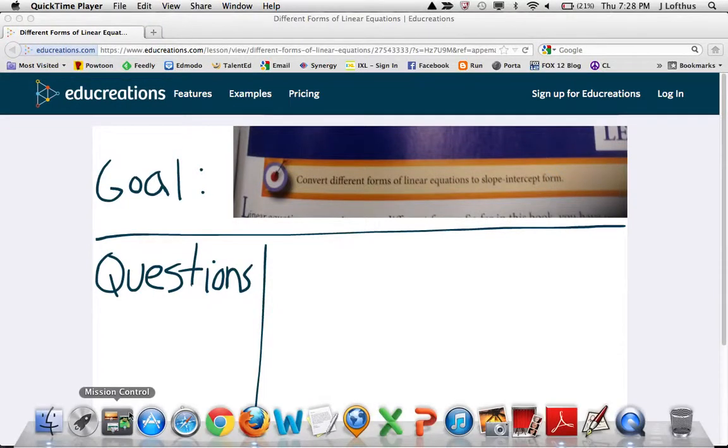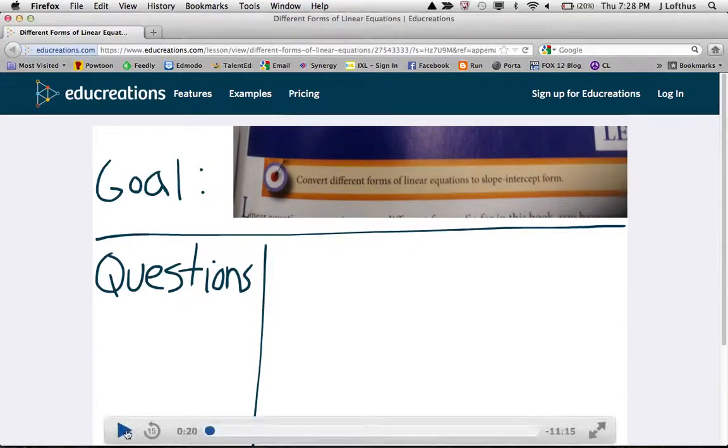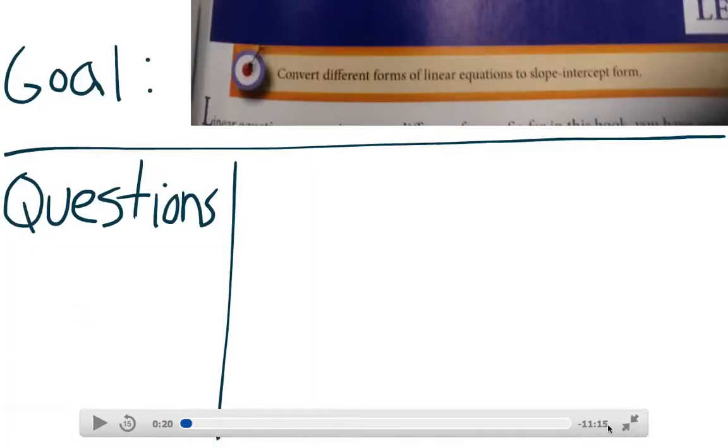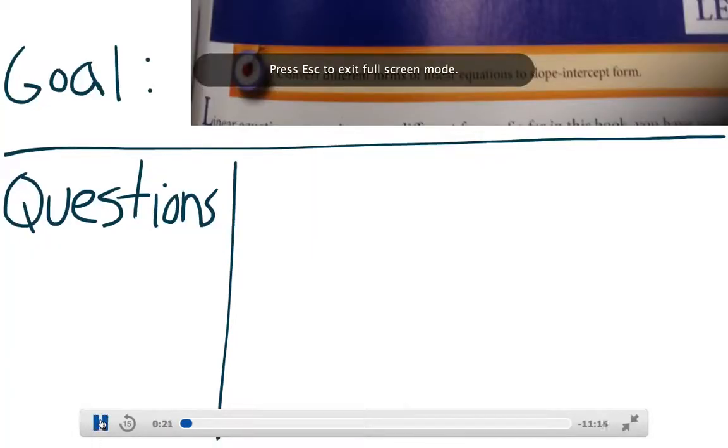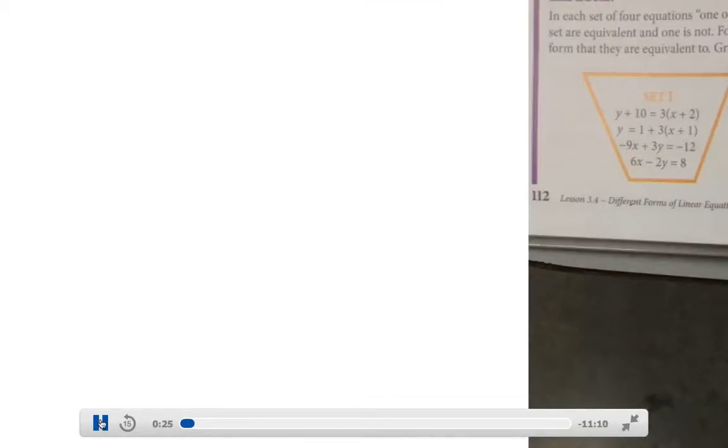It's Mr. Loftus, and these are the notes for how to convert different forms of linear equations to slope-intercept form. These notes are only going to show how we started the Explorer on the bottom of page 112. There'll be more notes on how to do this. There'll be another video on this section on different forms of linear equations.